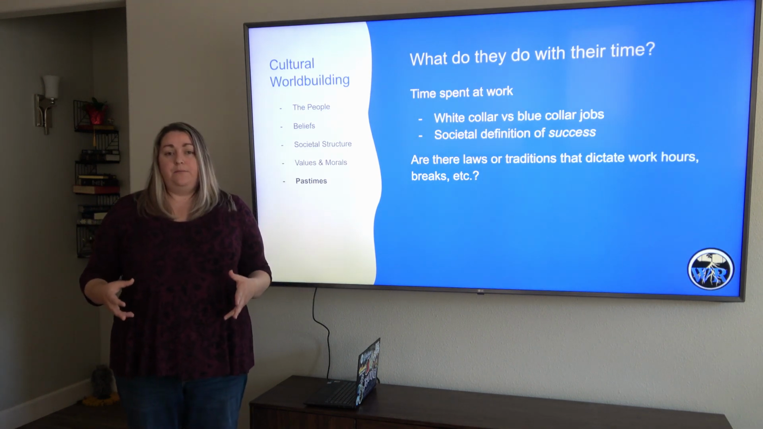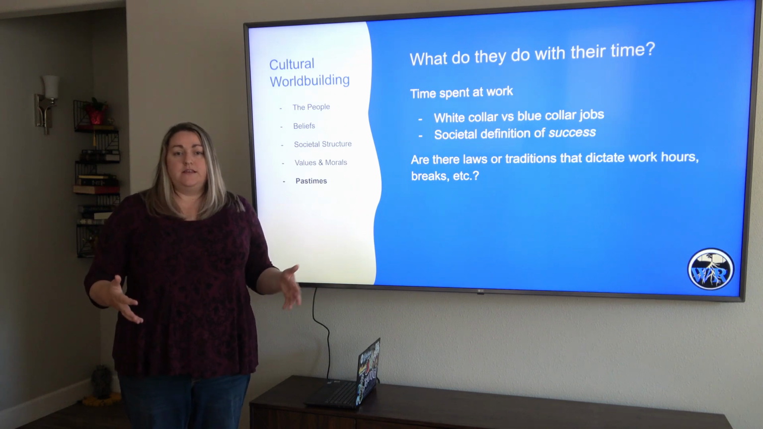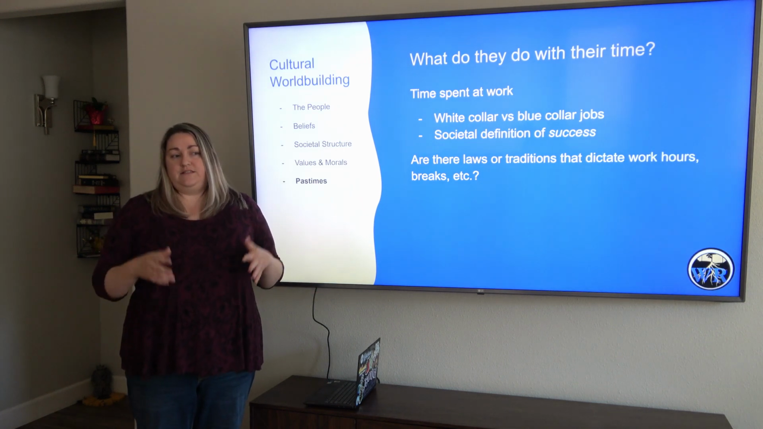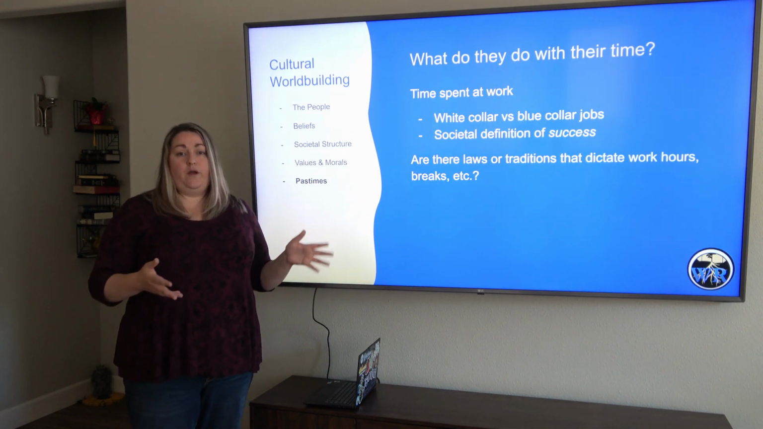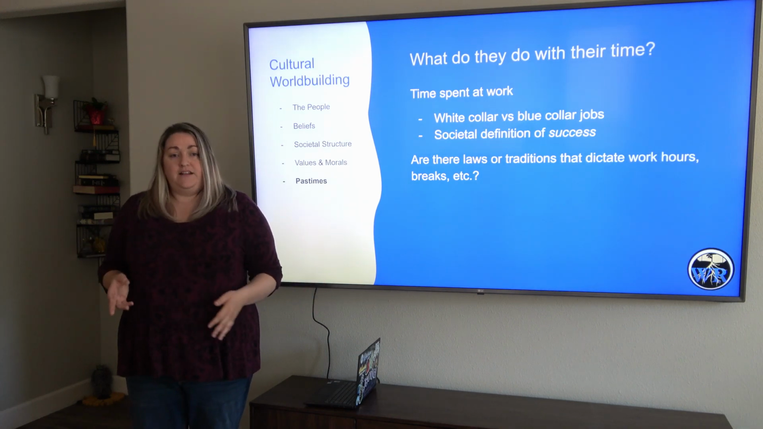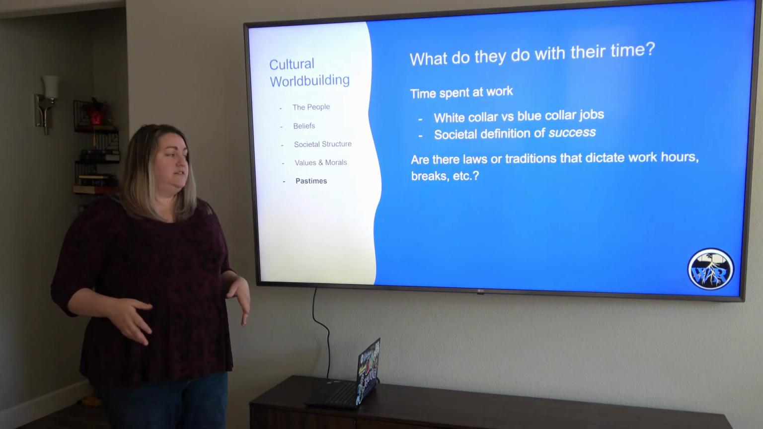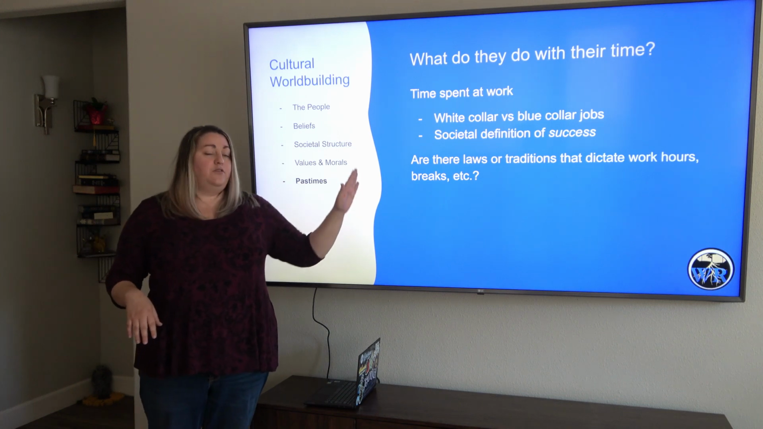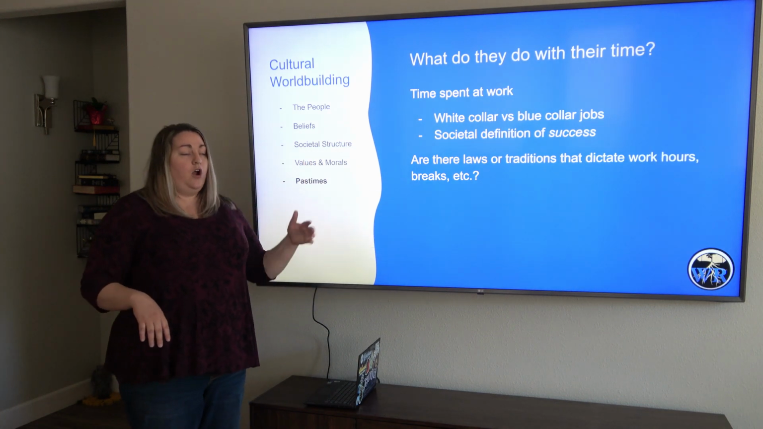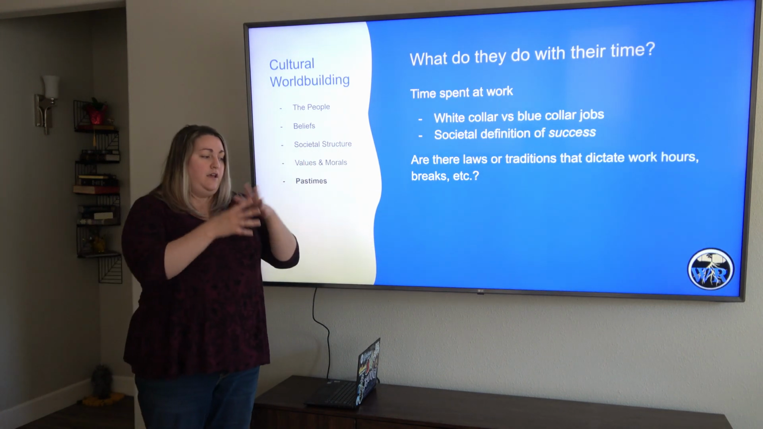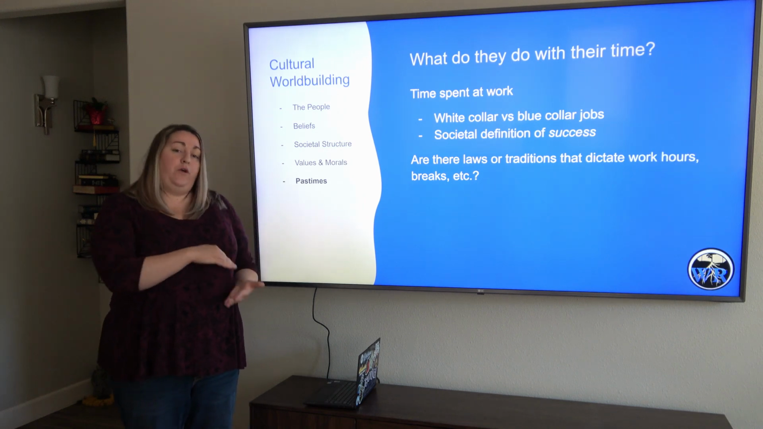A lot of Japanese companies have set up napping pods so that if they are exhausted because they've been working so hard, they can just go take a quick nap at work and then get right back to it so they can be more effective and more productive. So consider, are there laws or traditions around work hours, breaks, and how they spend their time with work?